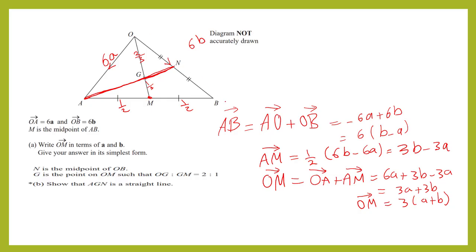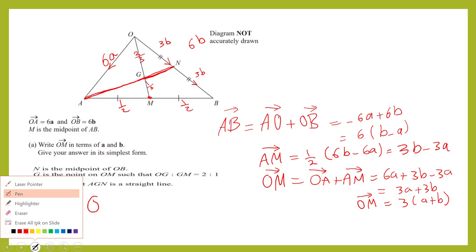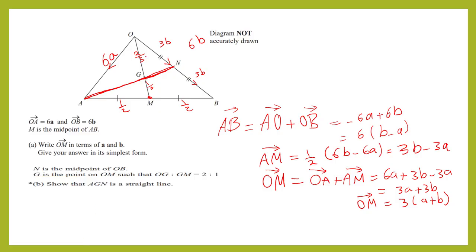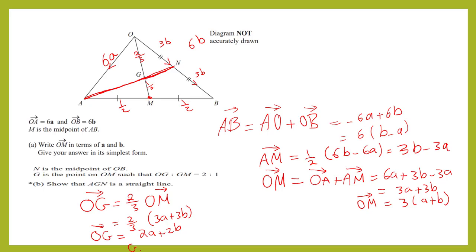But before, we're going to note that ON is 3B and NB is 3B as well. And as you know, the vector goes like this. To find AG, let's find OG first, because finding OG will help with GM. So OG is 2/3 of OM, which is 2/3 multiplied by 3A plus 3B. So 2/3 of that will be 2A plus 2B. This is OG. So we have GM will be A plus B, because this is the rest of it.